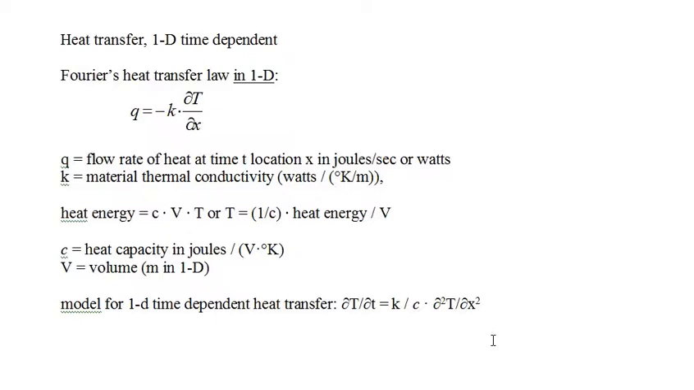The model for 1D time-dependent heat transfer is the time derivative of temperature equals K over C times the second order derivative of temperature with respect to X, and we'll derive it now.